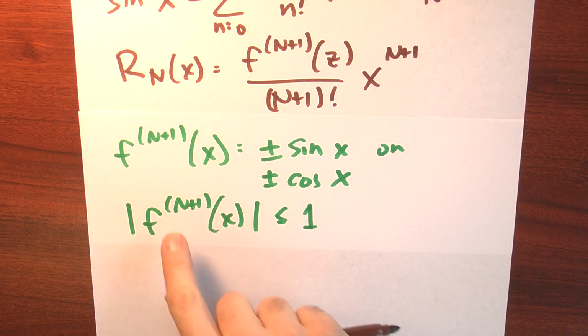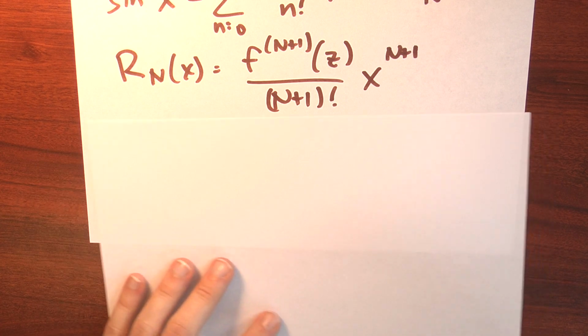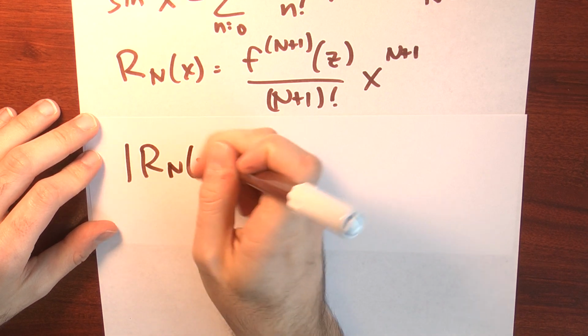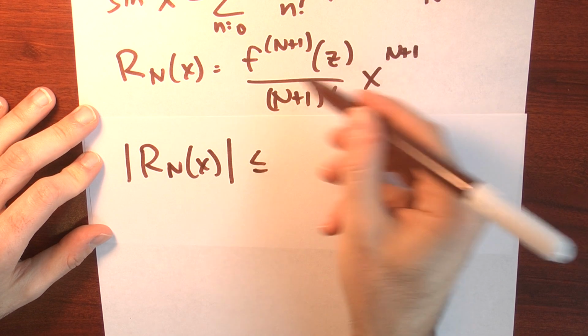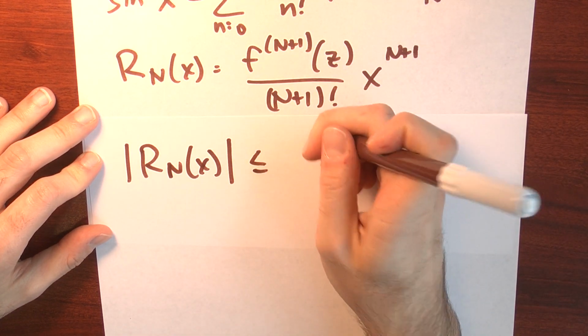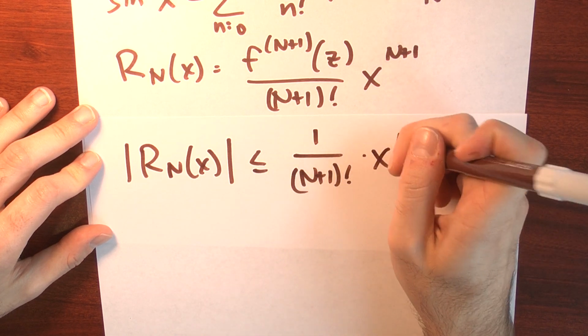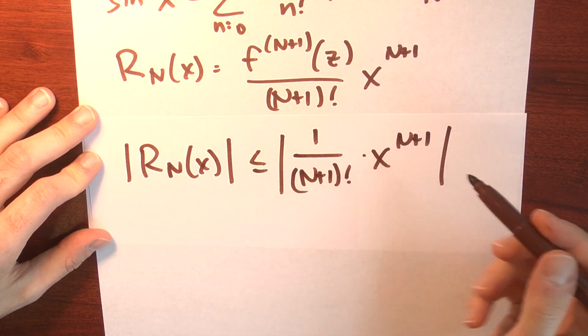Because this is true about the big N plus 1th derivative of f being no bigger than 1, that tells me that at least in absolute value, the remainder is no bigger than, well, how big could this be in absolute value? 1. So it's no bigger than 1 over N plus 1 factorial times x to the N plus 1th power in absolute value.